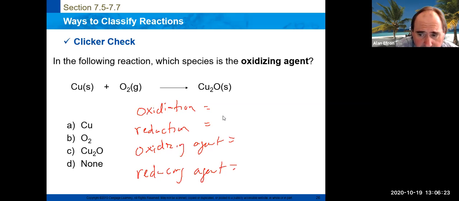Okay, so let's take a look here. Again, we have the copper not combined, so just by itself, it has no charge, zero oxidation state. Same thing for our oxygen. Again, it is not combined with anything else, no other element. It's how it naturally comes. It also has an oxidation state of 0.